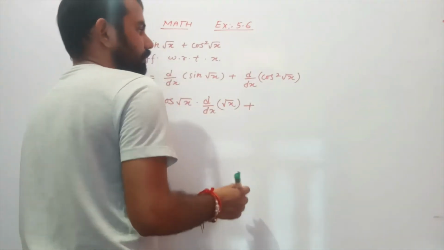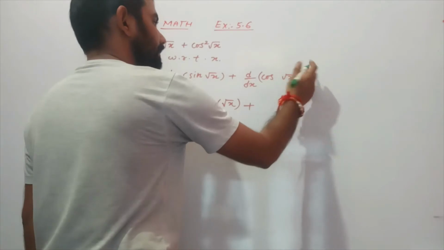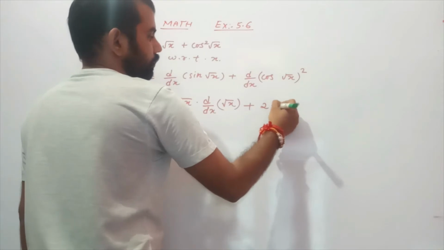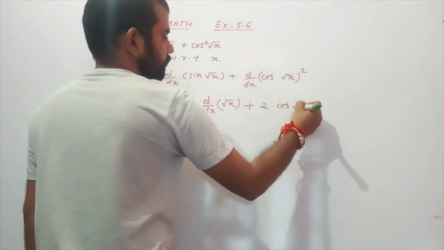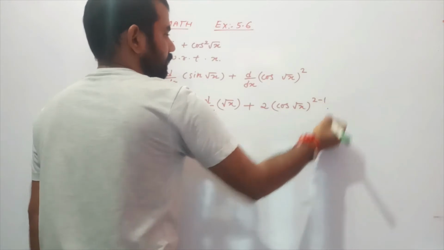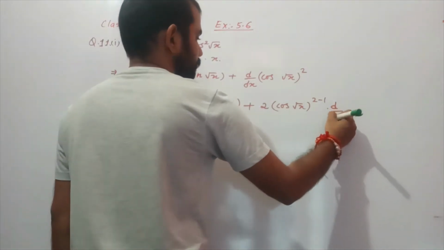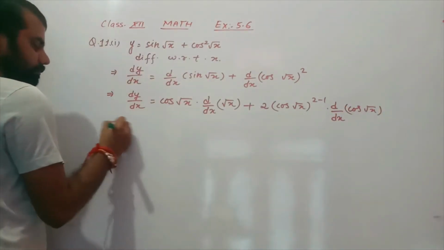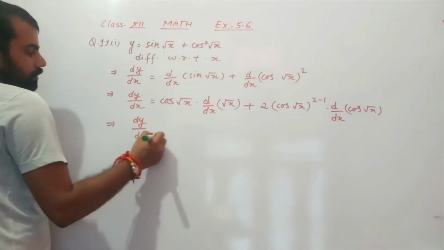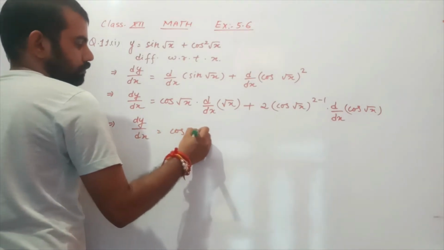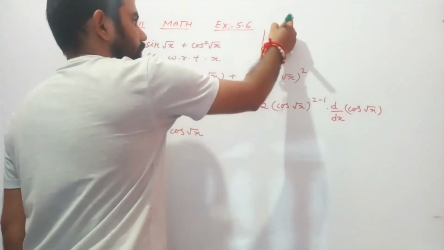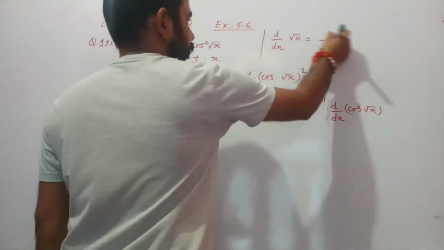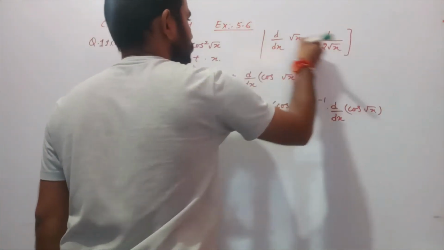plus differentiation of x to power n. Differentiation of x to power n is n into x to power n minus 1, so it will be 1 upon 2, x to power 1 upon 2 minus 1, into differentiation of cos root x. This will be equal to cos root x. Here is the formula: differentiation of root x is equal to 1 upon 2 root x.